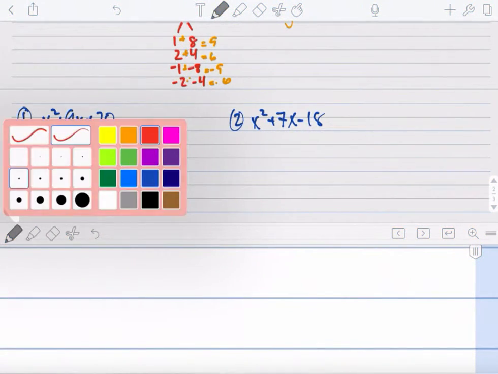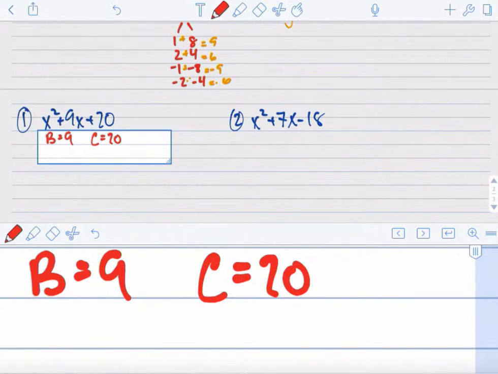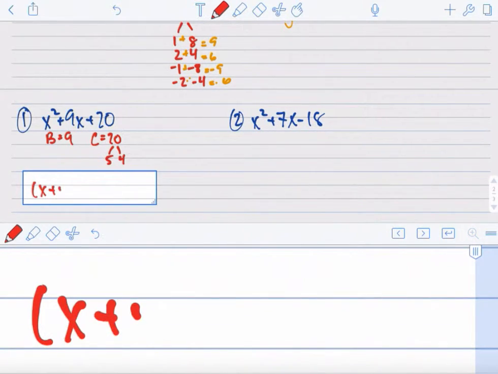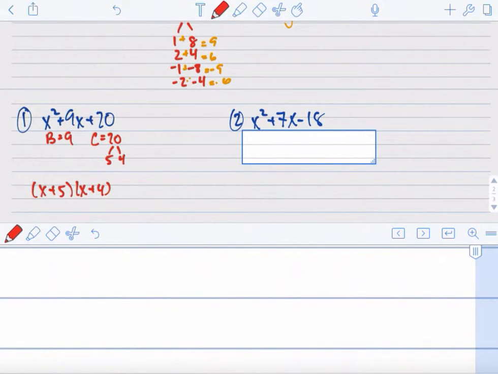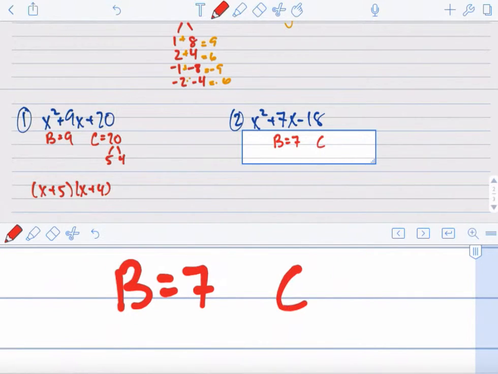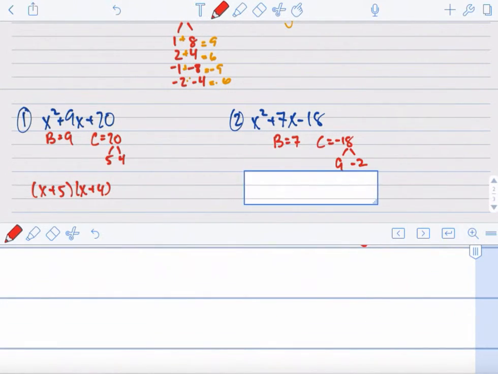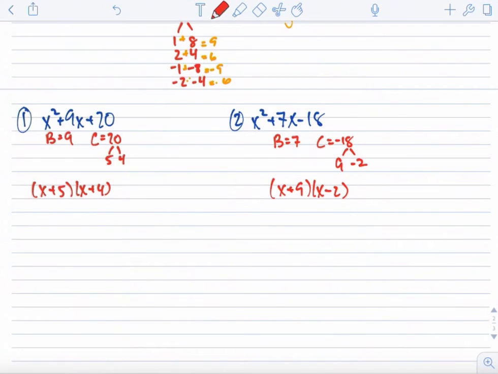So I'm going to start working these problems now, just like I did before. B is equal to 9, C is equal to 20. Factors of 20 that add to 9 are 5 and 4. So when I factor it, I get x plus 5, x plus 4. Over here, B is equal to 7, C is equal to negative 18. Factors of negative 18 that add to positive 7 are 9 and negative 2. So I get x plus 9, x minus 2. That's it for the first part of Chapter 5, Section 2.